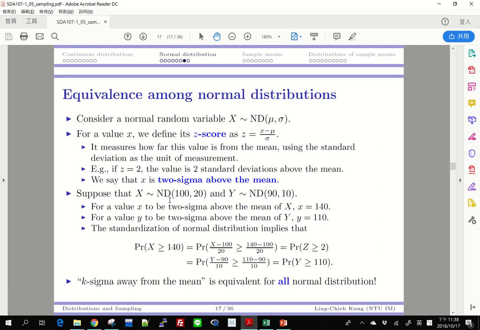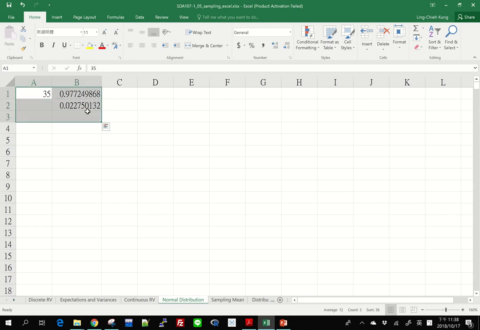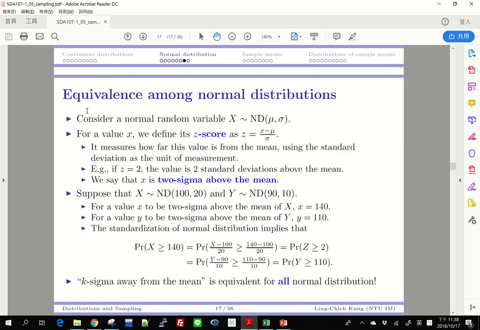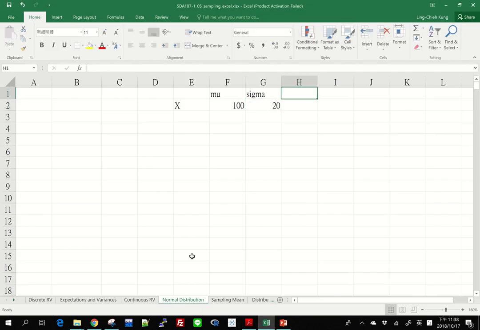I have random variable x, and its mu is about 100, and its standard deviation, or let me call it sigma, is 20. Okay, for this particular x, I want to ask, what's the probability for x to be greater than or equal to 140? What's the probability for x to be greater than or equal to 140? And I hope you know how to do it.